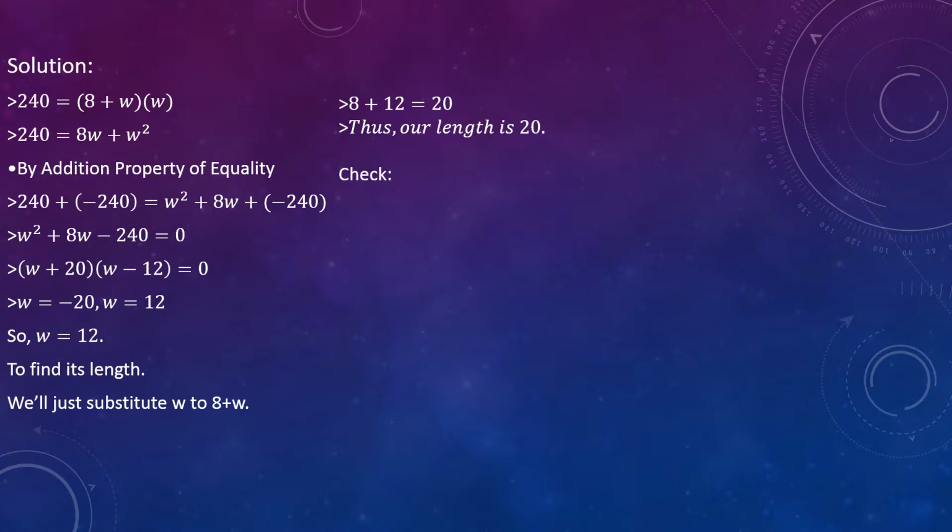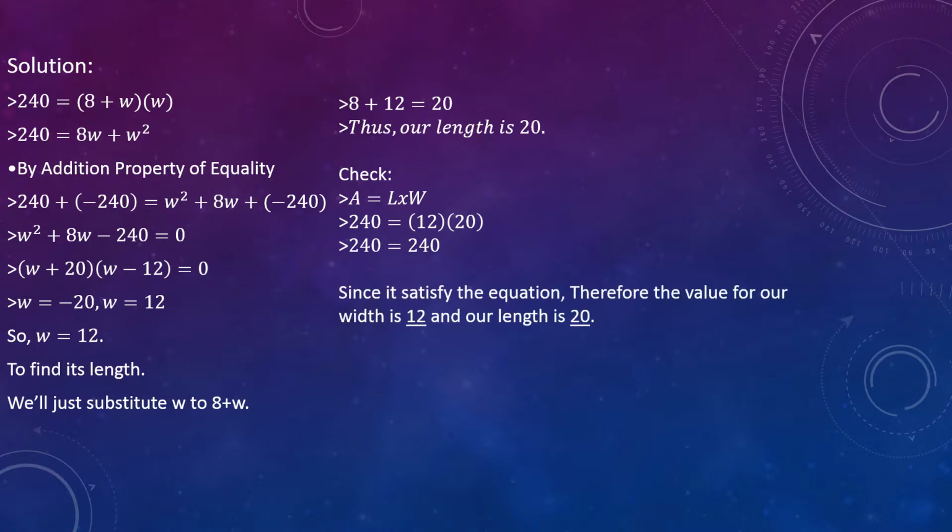And now let's check whether the values of our length and width satisfy our equation, using again the formula: area is equal to the product of length and width. Substitute. Now we have 240 is equal to 12 multiplied by 20. And now 240 is equal to 240. Since it satisfies our equation, therefore the value for our width is 12 and our length is 20.